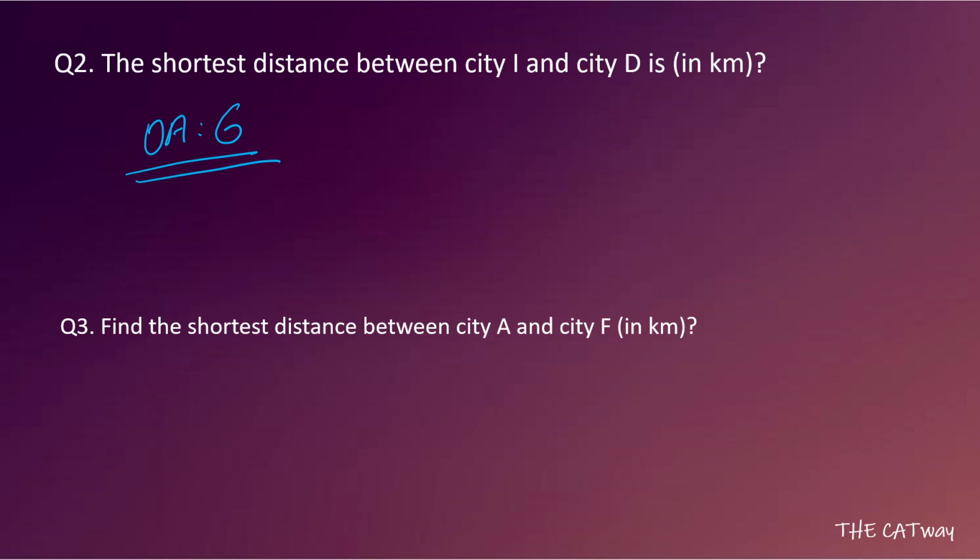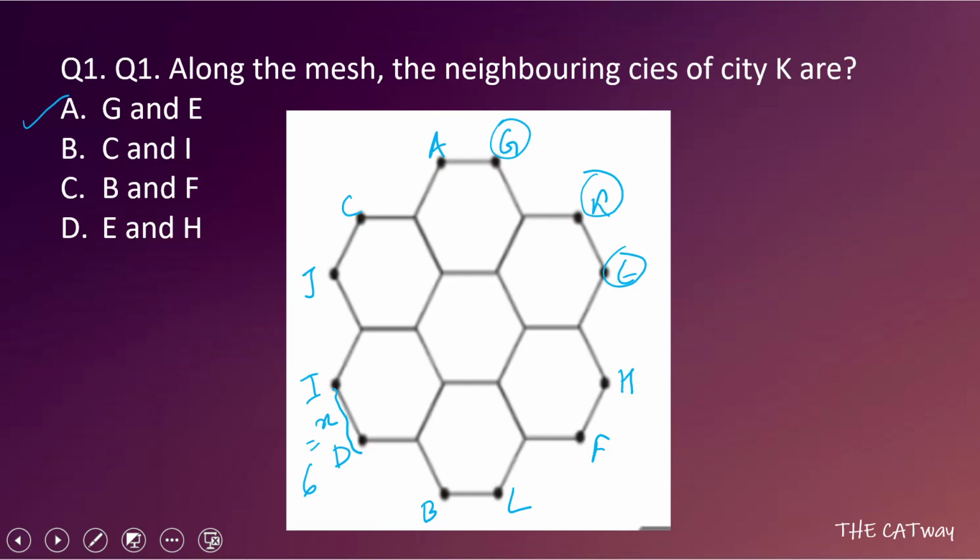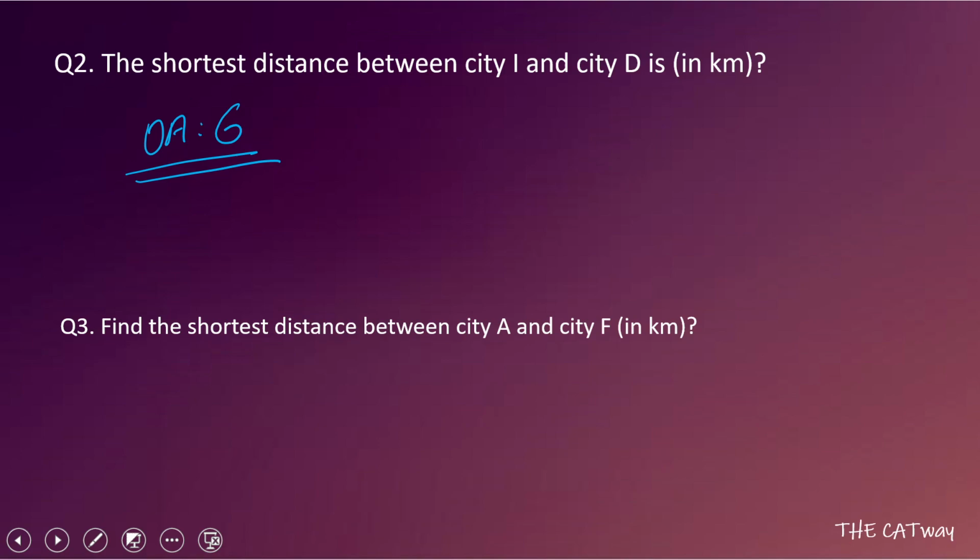Now find the shortest distance between city A and city F. Let's see what the shortest distance between A and F can be. A is here. Where is F? F is here. To come to F, one has to come through this way, and we know that this is equal to x, this is 2x, so the total will be 5x. So our answer will be 5x, which is equal to 30. Okay, so our correct answer is 30.